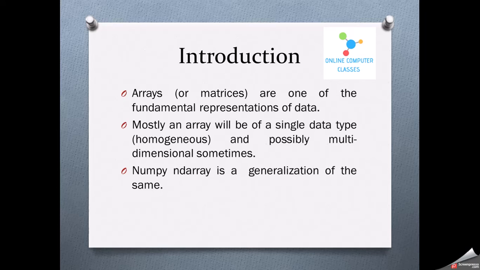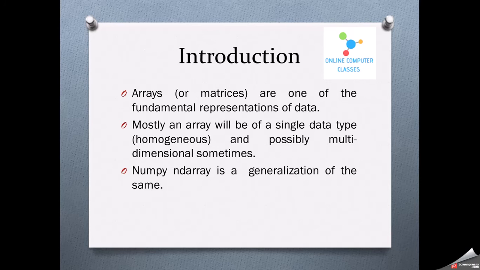Array can be of two types, of course: single dimensional array and multi-dimensional array. But the most important property of array is that it should contain similar type of data, homogeneous type of data, whether we use it in Java, C, C++ or Python. No difference in any language. The basic property of array is that it should contain homogeneous data. Numpy's ndarray is also a generalization of the same array. Now we have talked enough about it.